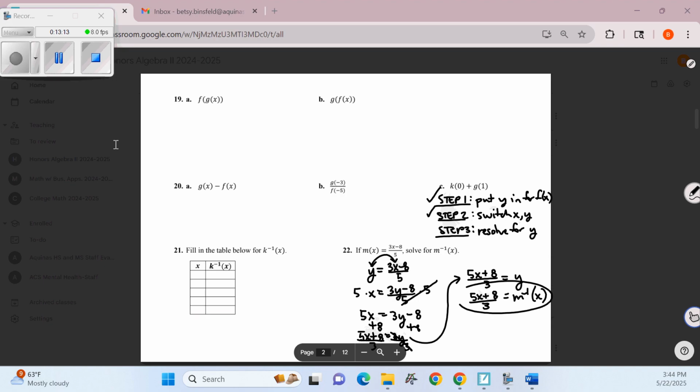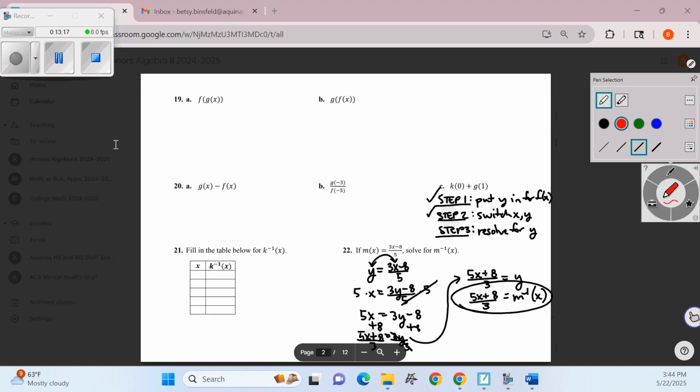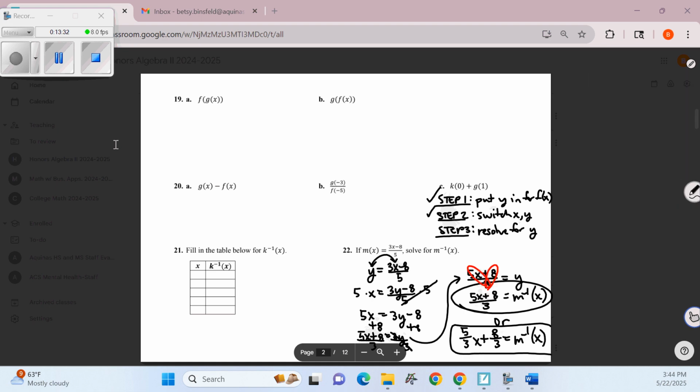So this is one way that we could write this answer, but you could also take note that somebody might look at this and say, oh, if I actually did the division by 3, this could also look like 5 thirds x plus 8 thirds is equal to m inverse of x. That's what that new y is, m inverse of x.